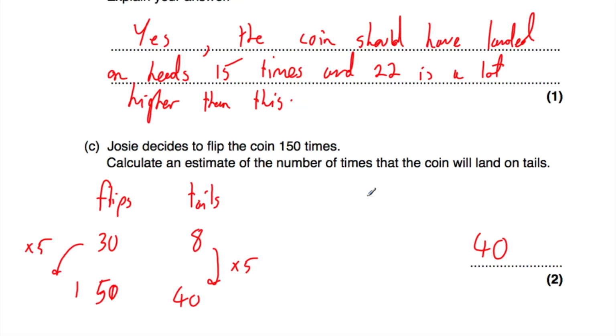And that's it. Another way you could have done that question would be to find the relative frequency of it landing on tails, which was 4/15. And you could do 4/15 of 150, how many times she's going to flip it. And if you divide by the bottom and times by the top, you get 40 as well.